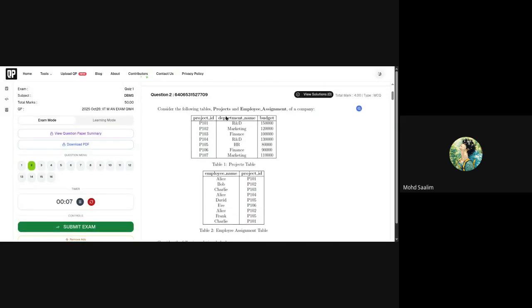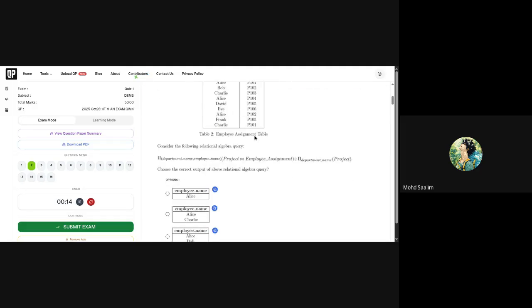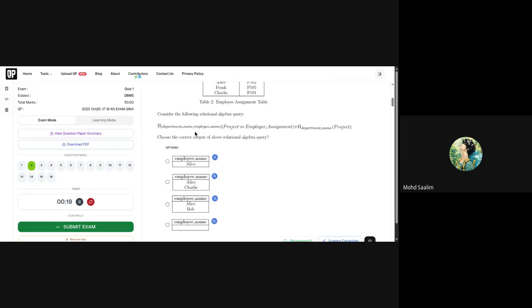So in this question, they gave the data. We can see the schema and two tables are given, and they had given the relational algebra query with a division operator, right? So what is the pattern here? What they are asking? They are trying to test our relational algebra and our division operator knowledge, right?